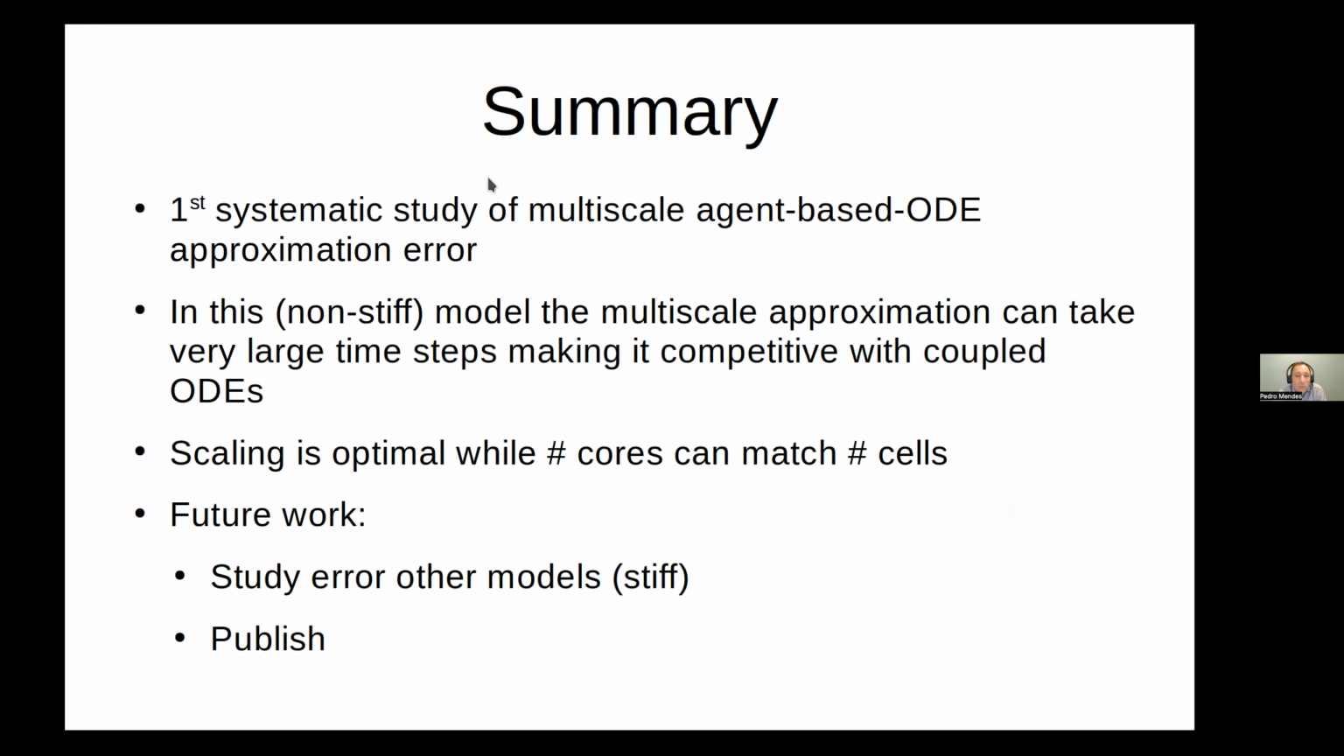And so these are our conclusions from this little study so far, and what we want to do further. One of the reasons why this is not going to be published right away is we want to study other models, particularly ones that are stiff, because of course stiffness is going to affect how soon we have to communicate. Potentially, I think. Intuitively, I would think so. So we still want to do that. And of course, then we will publish.